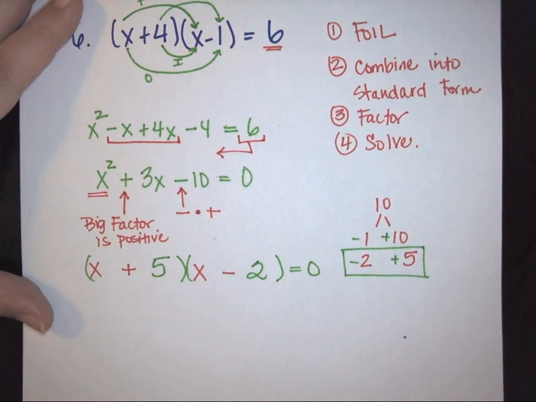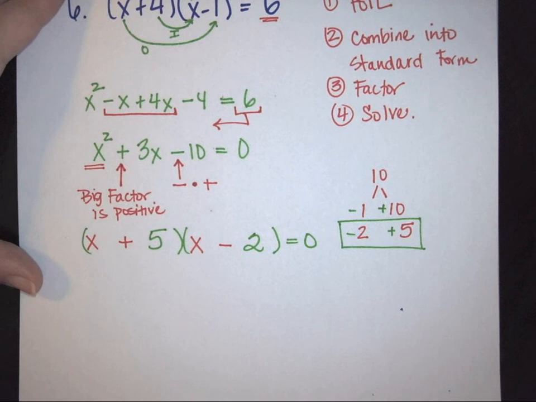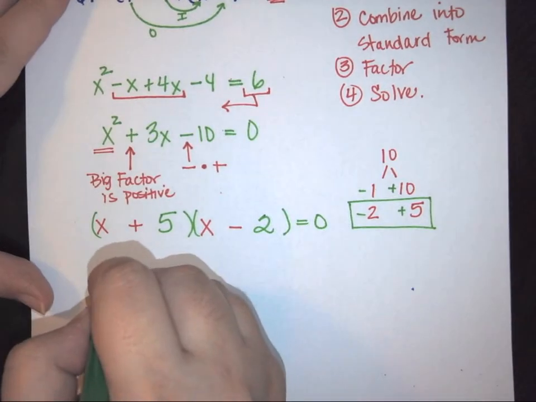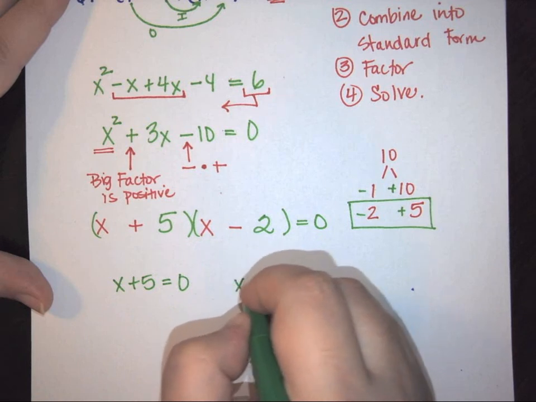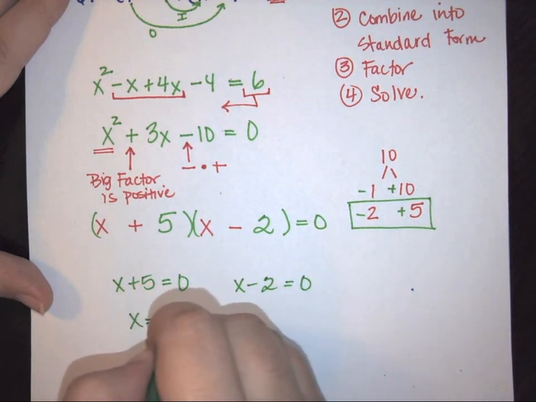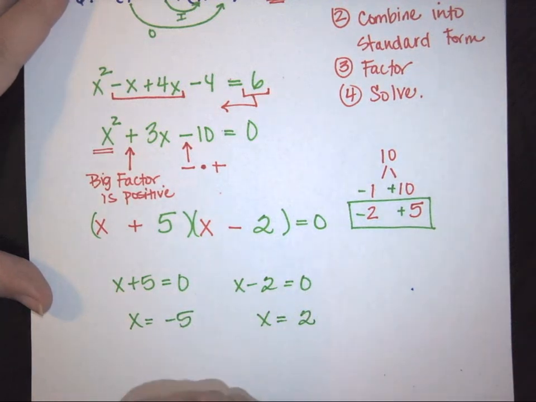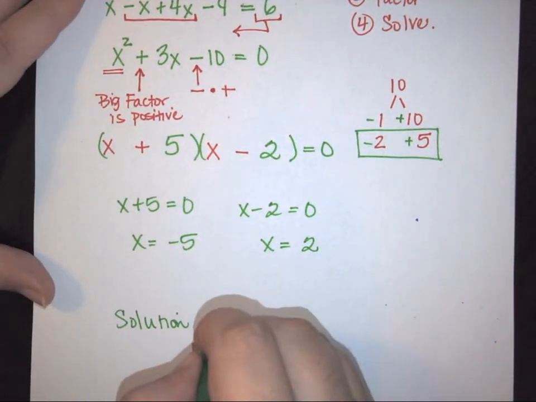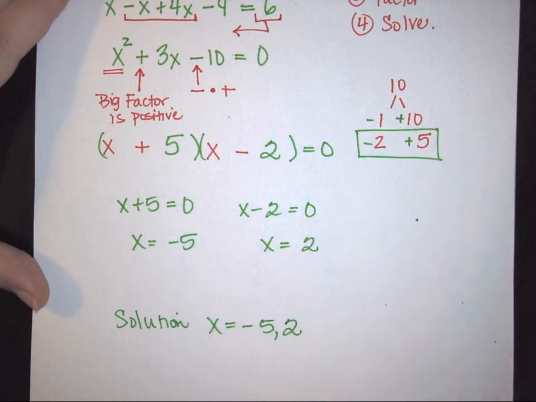So the last thing that I have to do is I essentially need to set each equal to 0 and then solve. So I end up with x plus 5 equals 0 and x minus 2 equals 0. So x equals negative 5, x equals 2. So my solution is going to be that x is negative 5 and 2.